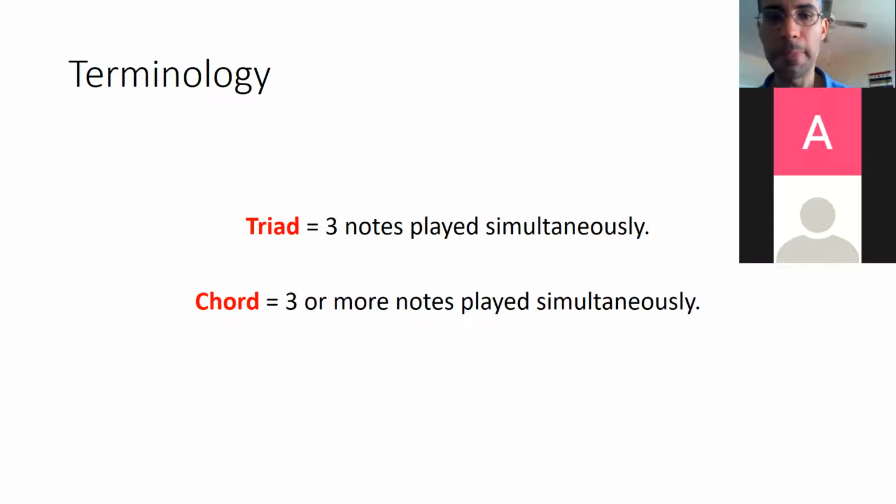Harmony, okay? A triad has only 3 notes, 1, 2, 3. A chord can have 3 notes like that or more. So you can have this as a chord. This has got 4 notes, or even 5. So a chord can have more than 3 notes. It can have 3 notes, but it can also have more than 3 notes.